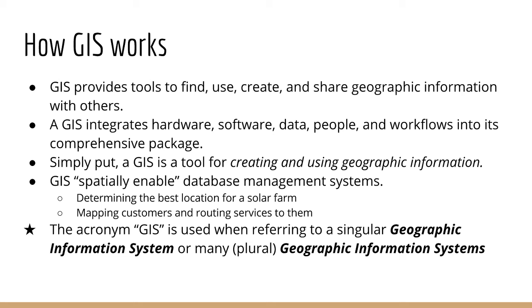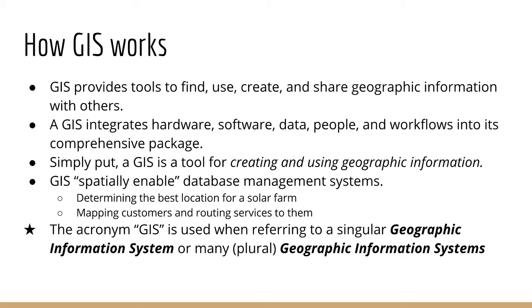Geographic information is a good example. The geographic information are the layers of GIS data that we use to model the real world. So we'll call it geographic information. We'll call it GIS data. You'll hear it referred to as spatial data sometimes. And all of this stuff has always been referred to in the GIS world as layers. Layers of data that we use to overlay and make our maps. Okay, so GIS provides tools for finding, using, creating, and sharing geographic information.